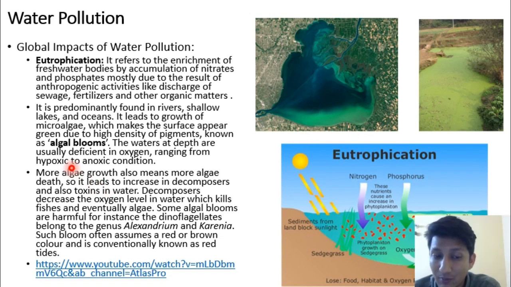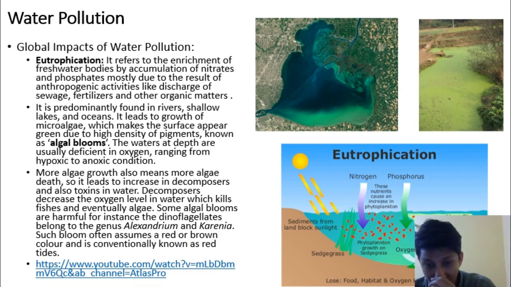So that is why algal blooms are highly toxic, highly problematic, because they kill fishes and other organisms in large numbers. I suggest that you watch this video to get more idea. Alexandrium and Karenia are the names of certain microalgae which are known to cause algal bloom.